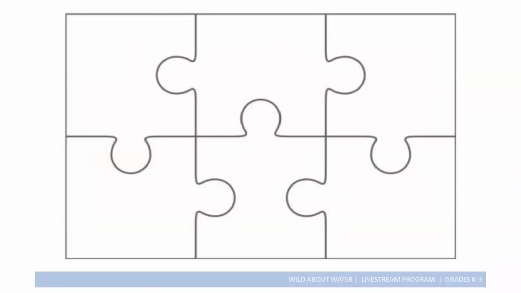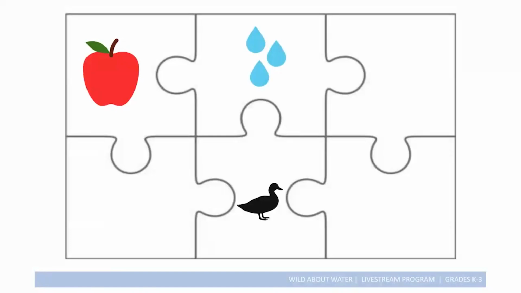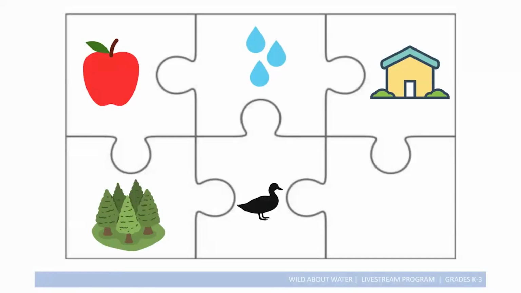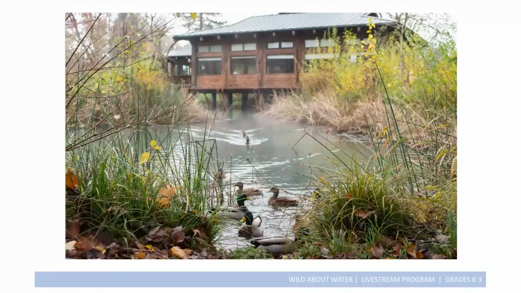It's almost like a big puzzle. These creatures need all of these things, and without one of them, it's not a successful habitat. So for example, we've got an animal, maybe a duck, any kind of animal really, but in the puzzle, they have to have food, water, shelter, enough space, and a place to raise their young. And when we put all of those together, we get the picture of a healthy, successful habitat.